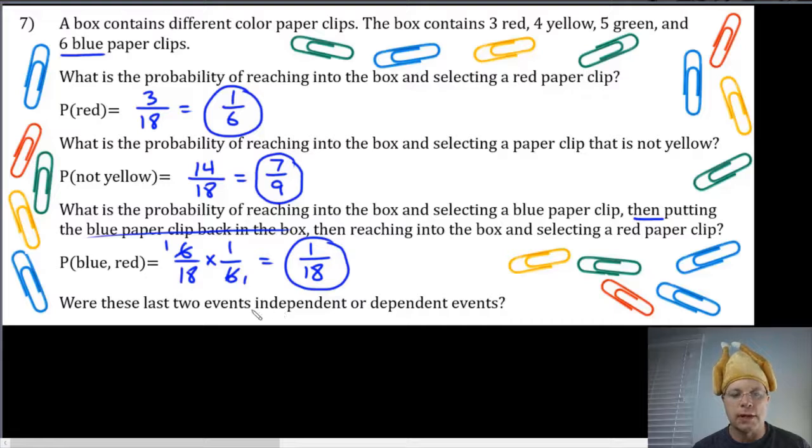Were these last two events independent or dependent? The second event, the probability of selecting a red paperclip, in no way depended on us picking a blue first, because the blue was placed back in the box, and we randomly selected a paperclip after that. So these are independent events, since the blue paperclip was replaced.